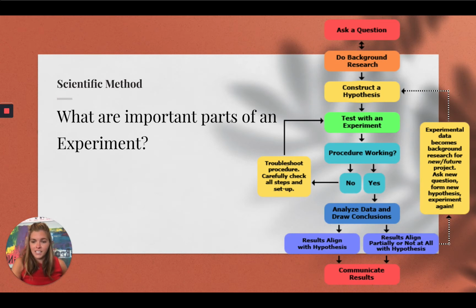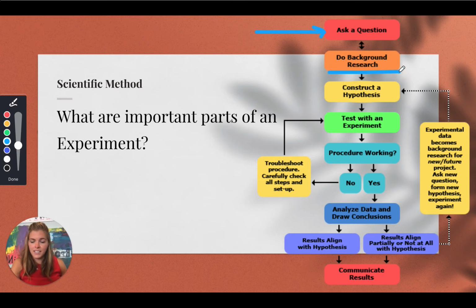So generally, the scientific method, you start with asking a question. Always. You're always trying to find the answer to something. You then do background research. What do you need to know about that topic in order to successfully make an experiment? You then construct a hypothesis. We're going to talk about a hypothesis shortly and how a good hypothesis looks. You're then going to test the experiment and see if it worked. Did it work? No. You're going to test it again. Did it work? Yes. Then you're going to analyze it. What did you learn from it? And you're going to draw some conclusions.